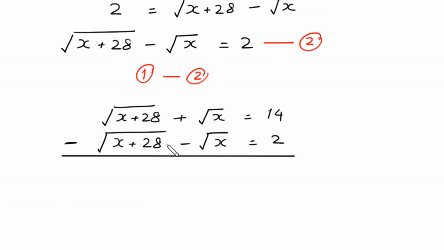Because we are subtracting, this negative becomes plus and this positive becomes negative, and this positive square root of x plus 28 will be cancelled out with this negative square root of x plus 28, and this 1 times square root of x plus 1 times square root of x becomes 2 times square root of x is equal to 14 minus 2, which is 12. Now from here we divide both sides by 2.